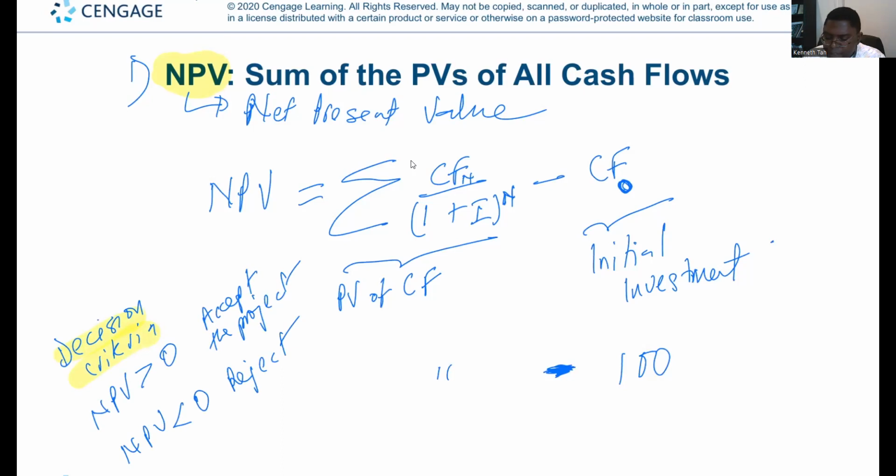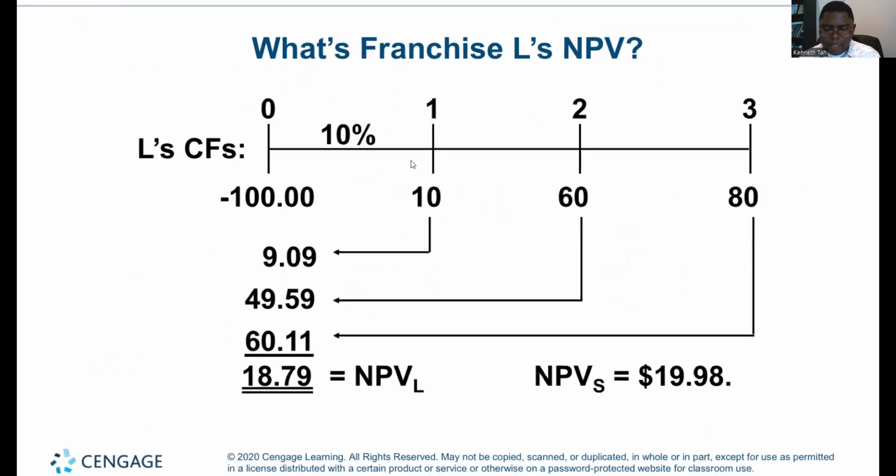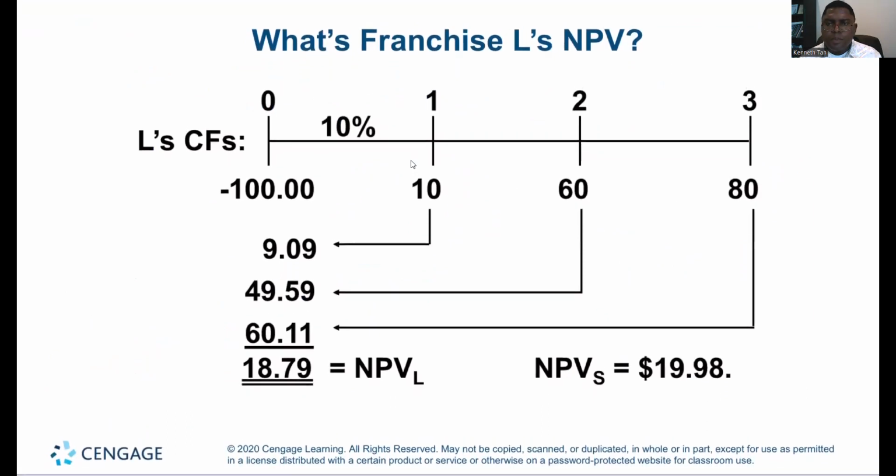If the NPV is greater than 0, it means that the present value of all this cash flow is greater than the initial investment, which will make the project profitable. So we accept the project. If it is less than 0, then we are spending more money than money is actually coming in. So we reject the project. All right, so that is how we are going to work this problem.